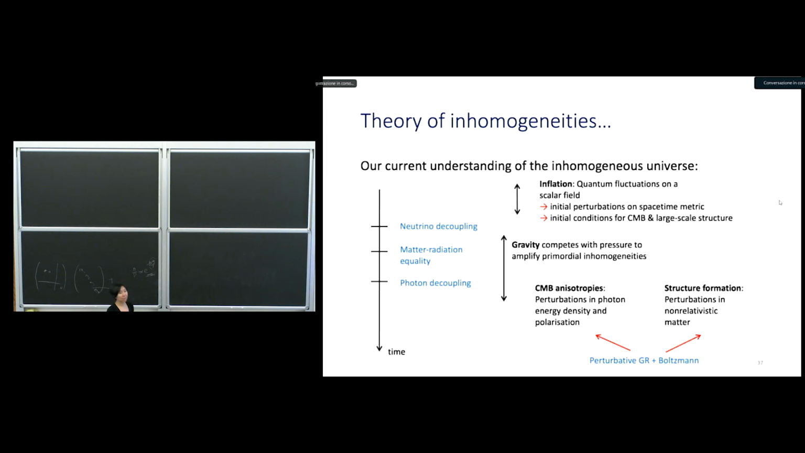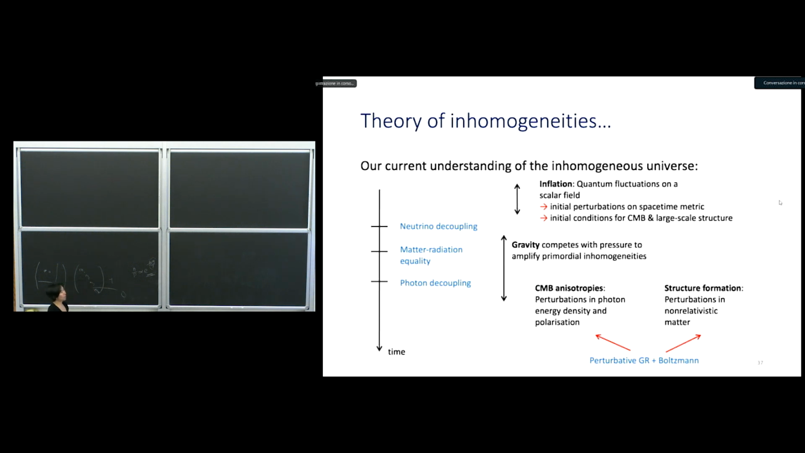And finally, we see these perturbations as CMB anisotropies, which correspond to perturbations in the photon energy density and polarization. And we also see perturbations in the non-relativistic matter. Okay, and the perturbations in the non-relativistic matter are the things that eventually become galaxies and galaxy clusters.